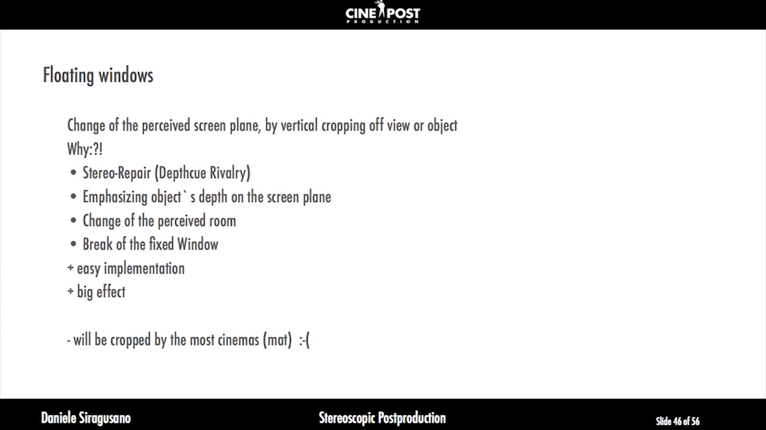Floating window: you can crop one of the two images to give the horizontal border a parallax itself. So you can give the screen border an absolute parallax, and therefore it is perceived in front of or behind the real surface. You can push it out or you can push it in, and with this you can, for example, repair depth rivalries, or you can even emphasize an effect. For example, if you have someone at the ScreenPlane and there is room on the right and left side, you can push the boundaries, the edges, more into the background.